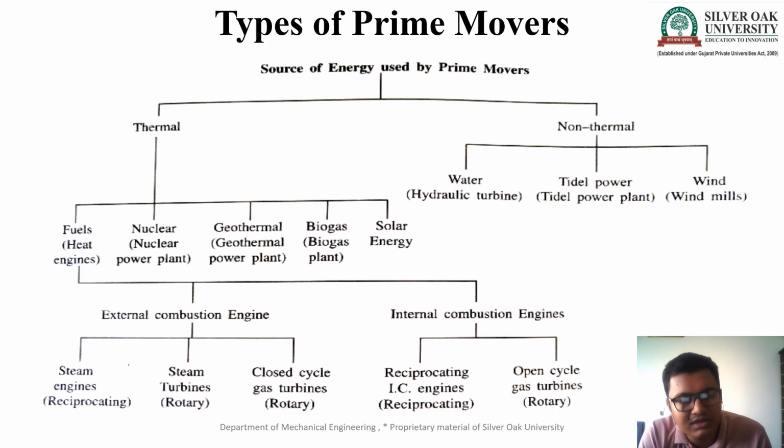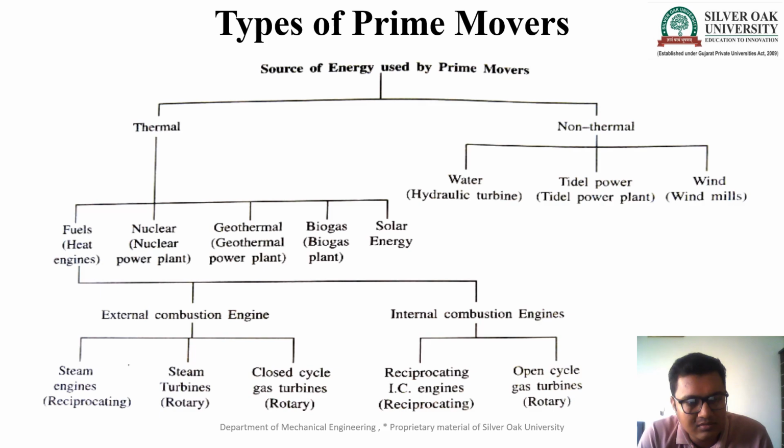Now we discuss fuel, which is again divided into two types. First one is the external combustion engine and second is the internal combustion engine. External combustion engine's short form is EC engine and internal combustion engine's short form is IC engine. What is the difference between EC engine and IC engine? If the combustion takes place outside the cylinder, it is called an external combustion engine, and if the combustion takes place inside the cylinder, it is called an internal combustion engine.